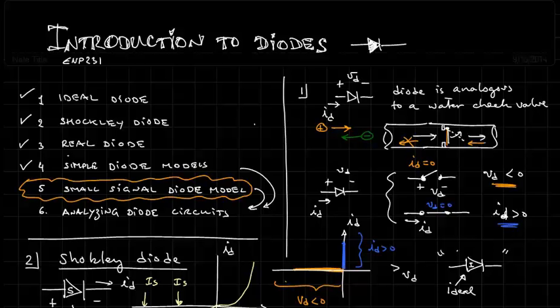This is a continuing video lecture series presenting an introduction to diodes from a circuit perspective. And in this lecture we are going to talk about the small signal diode model.